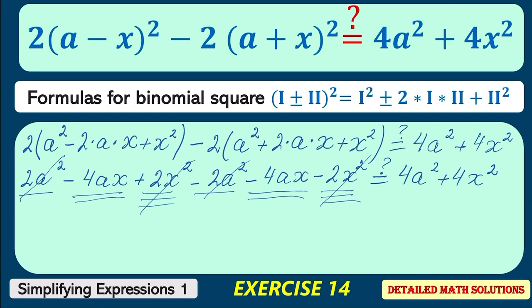Therefore, what I have left is negative 8ax. And I can see that it does not equal 4a squared plus 4x squared. Therefore, the first expression, 2 times a minus x in parentheses squared minus 2 times a plus x in parentheses squared, is not equivalent to 4a squared plus 4x squared.